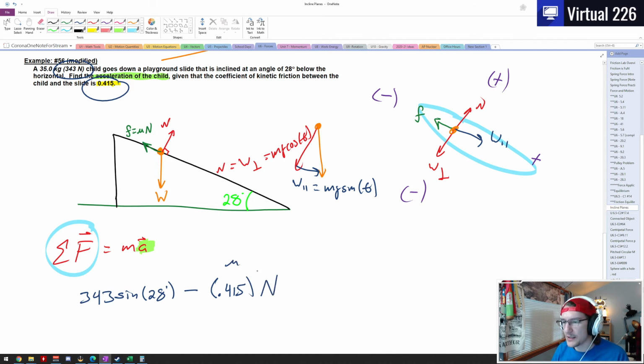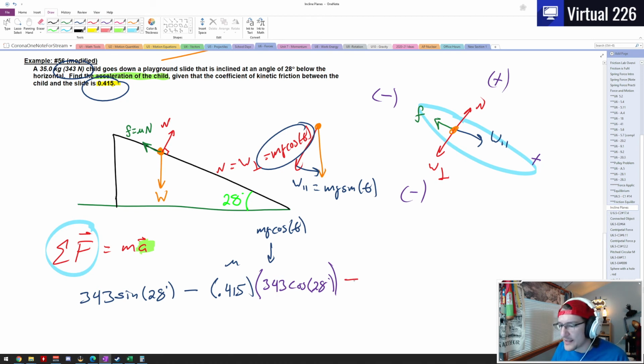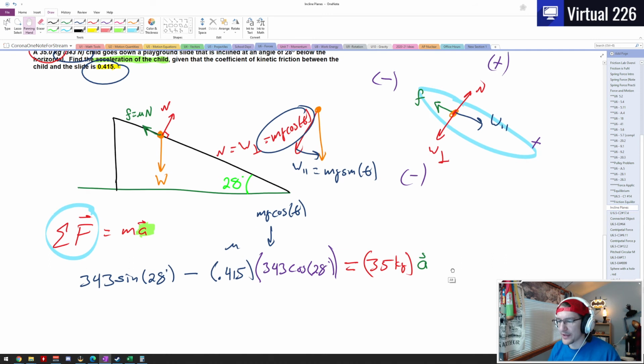We don't know the normal just yet. We're going to have to grab it right here. So that normal is actually going to be the mg cosine theta term. So I guess we could just put that in there instead. That entire normal is going to be 343 times the cosine of 28 degrees. A lot of parentheses. And this is going to equal ma, where the mass of our child was 35 kilograms. And the acceleration is actually what we're looking for.